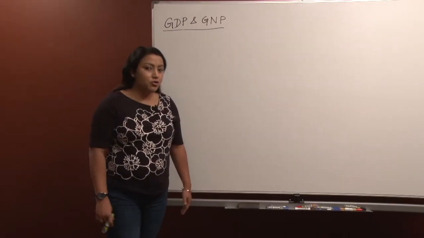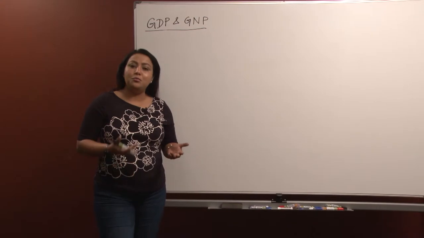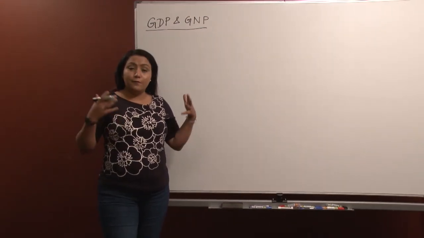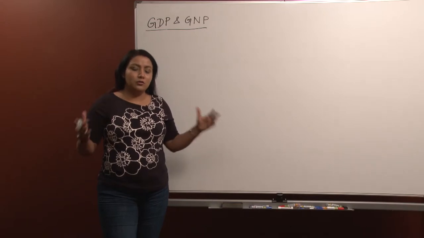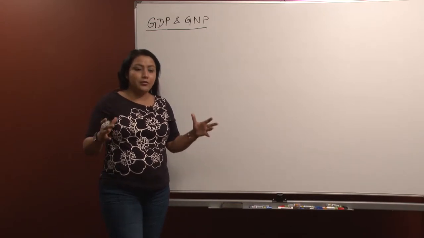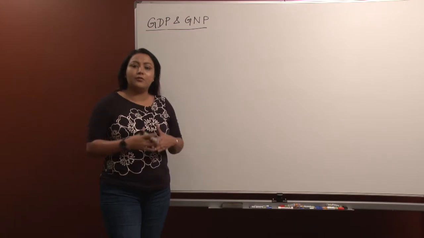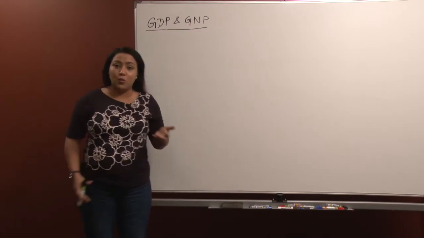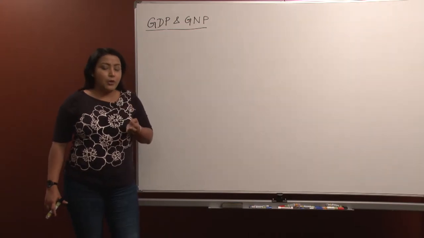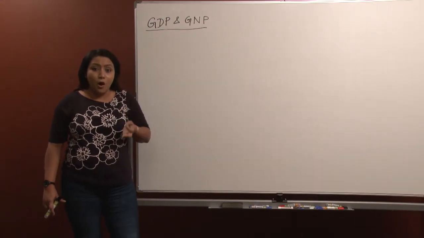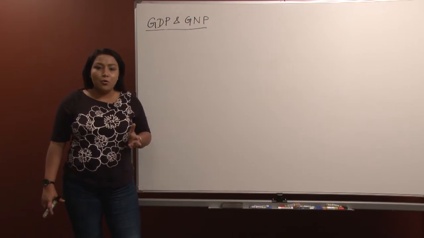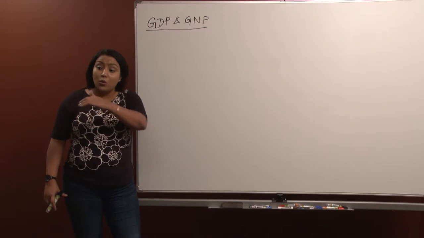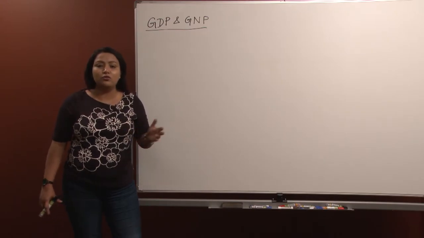So we talked about GDP, and when we defined GDP, we said that GDP was the total value of all final goods and services produced in a country within the geographic boundaries of the country during a given accounting period, where the accounting period is usually 1 year. Please note that we are really stressing within the geographic boundaries of the country. That is important. So any production of goods and services within the geographic boundaries goes into GDP.